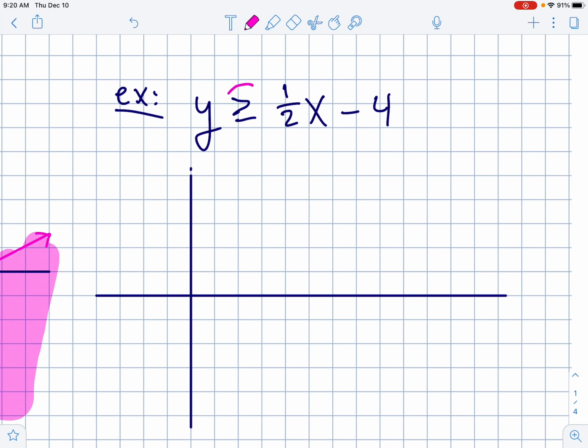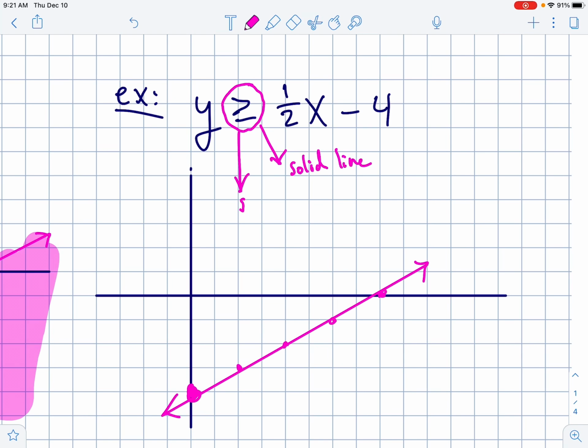The next one is still all the same numbers, but now it's a greater than or equal to. The or equal to means solid line. So graph it like normal. Still crosses at -4. Still goes up 1 over 2, up 1 over 2, up 1 over 2. Get a line that goes through there. Whoops, messed that one up. Yeah, that goes through. But now, because it's a greater than, that means that we are going to shade above.